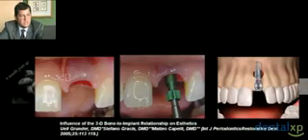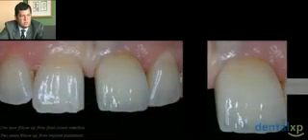As you can see here, although we have a diastema and the interproximal height of bone is resorbed, 1 year after placing the natural tooth and 2 years after we finished the porcelain-fused-to-metal crown, we have a very good aesthetic result.